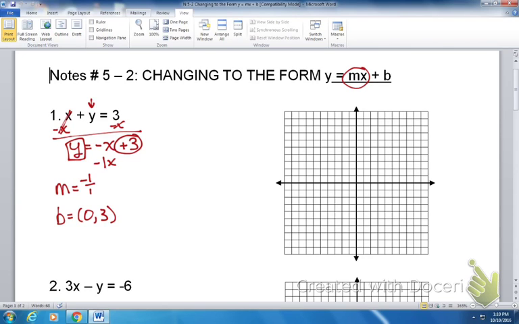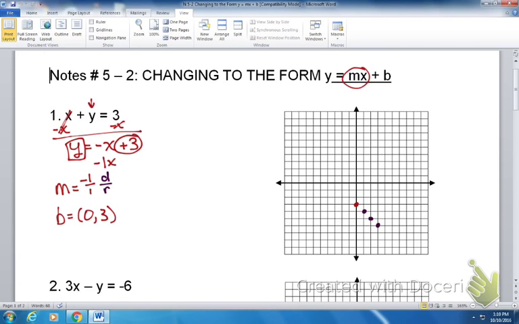So now, just like yesterday, we have a point and a slope. We're going to plot those and form our line. So first I'm going to plot b, 0, 3, right here. And I need to remember from yesterday what direction this is going to be going. It's negative, so it's going to be down and to the right. So I'm going to go down 1, right 1, down 1, right 1.